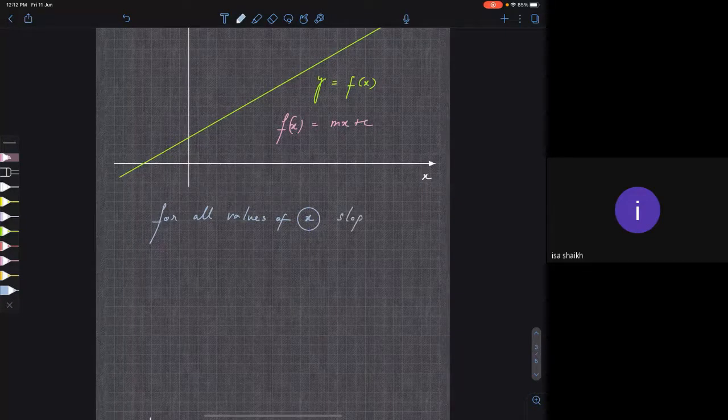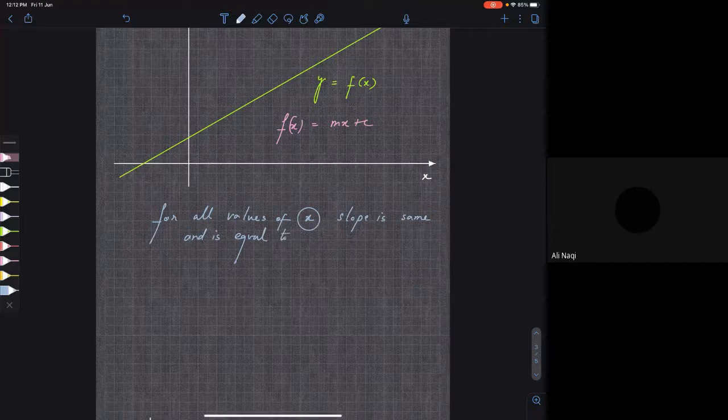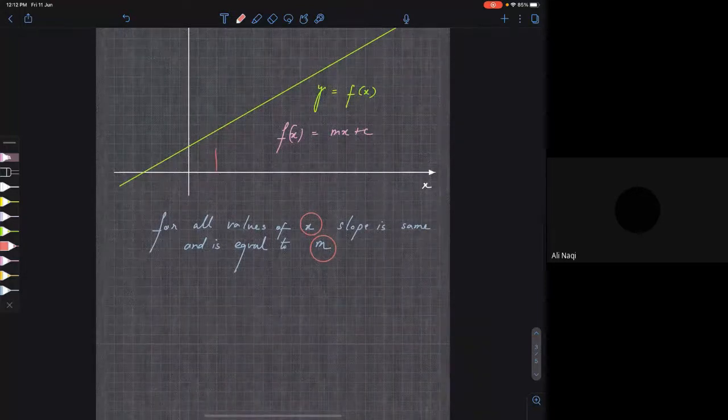the slope is the same, and is equal to, tell me, how much? m. Slope is equal to m. So what I'm trying to say is, no matter where you see, here you see, here you see, or here you see, for any value of x, the slope is the same. Do you agree? Here also the slope will be m, here also m, here also m.